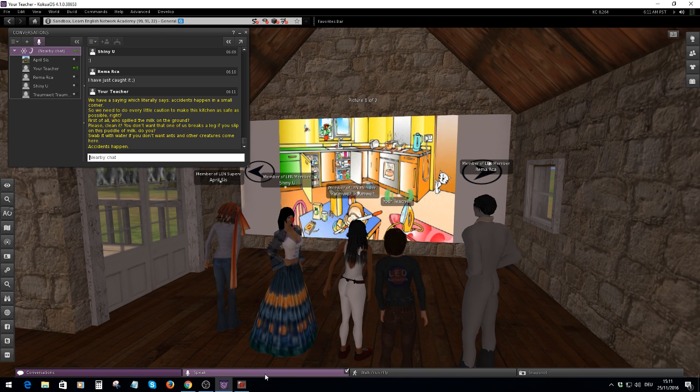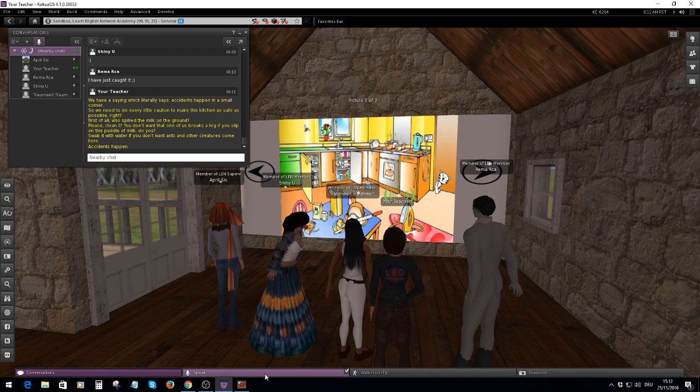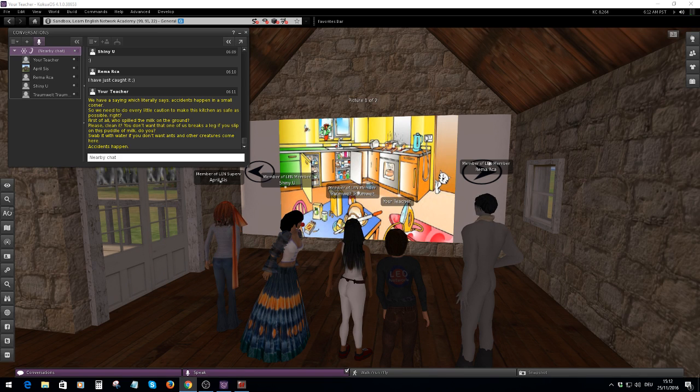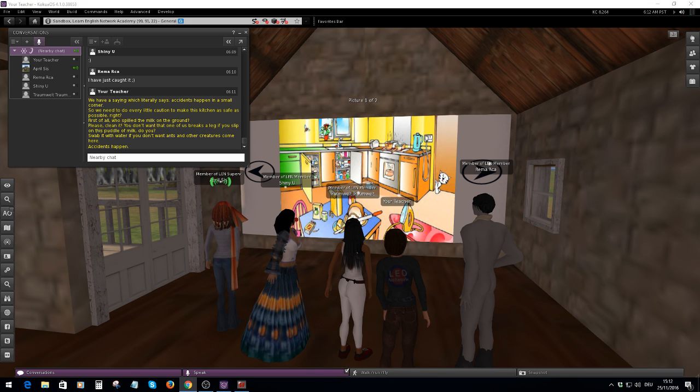Okay, so now you then said we need to do every little caution. You wouldn't really say that. A caution as a noun is more something you might receive from the police. He was cautioned by the police. He received a caution from the police. So what I think you wanted to say is we need to be cautious. Or maybe we need to carry out little checks. Yeah, maybe.